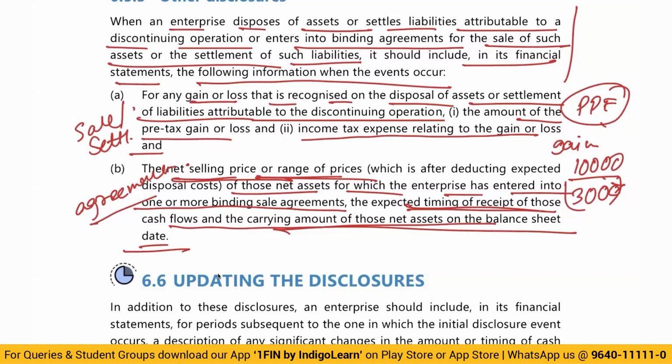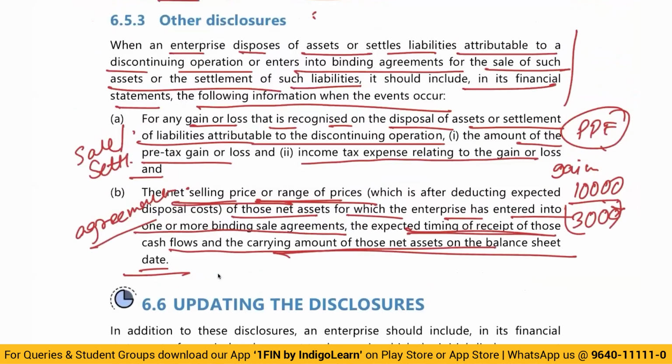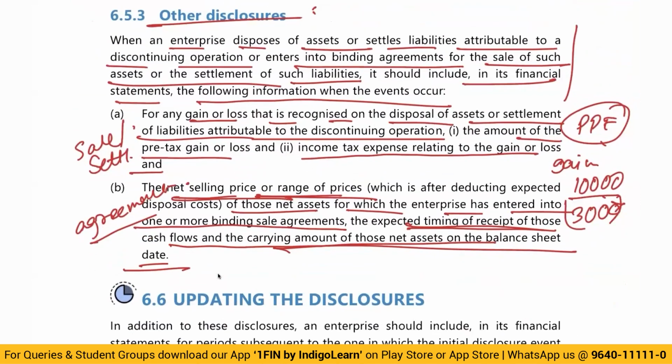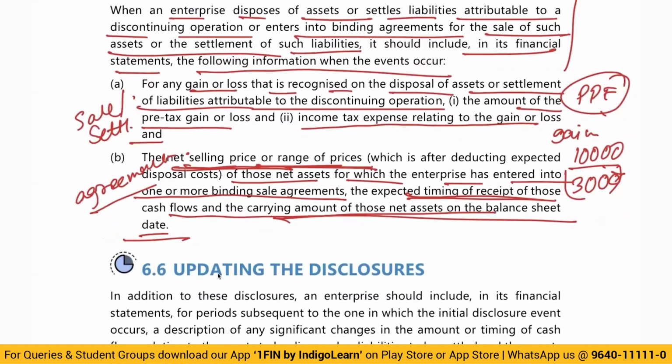Then we talked about disclosures at the initial disclosure event: the description, the timing by which we will complete, right? Then what are the assets and liabilities, income and expenses, the profit attributable to the discontinuing operation, before tax, after tax, and cash flow, right? Then subsequently, whenever we sell the asset, disclose the gain or loss and income tax expense, or when we enter into a binding sale agreement, disclose the range of selling prices and when we will receive those cash flows.